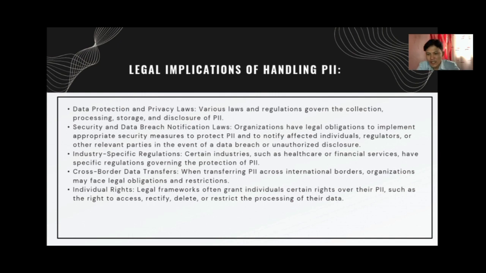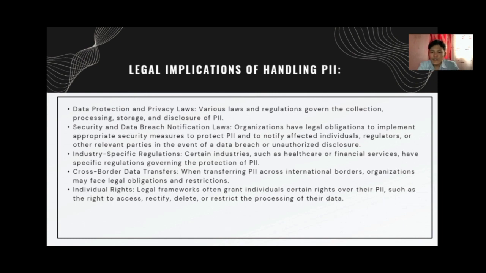Next, we have security and data breach notification laws. These are in place to ensure that organizations implement appropriate security measures to protect personal identification. In the unfortunate event of a data breach or unauthorized disclosure, organizations have legal obligations to notify affected individuals, regulators, or other relevant parties within specified timeframes. Non-compliance with these laws may result in penalties and legal consequences.